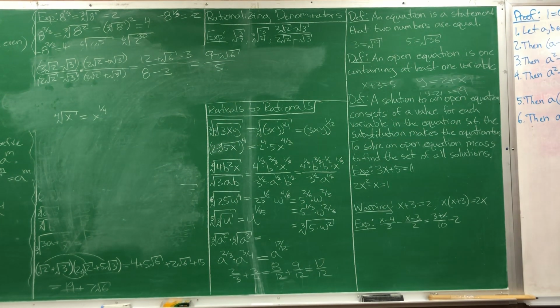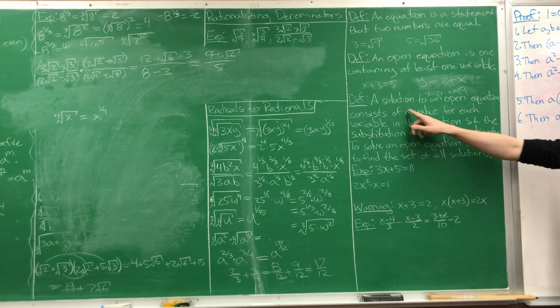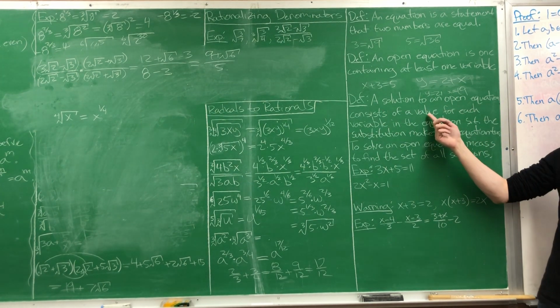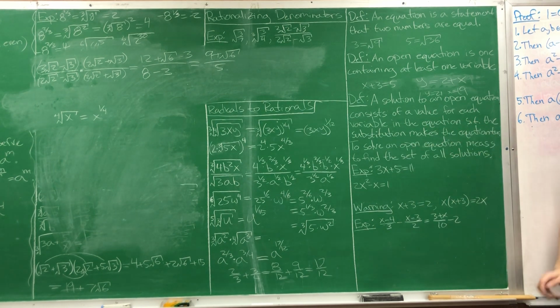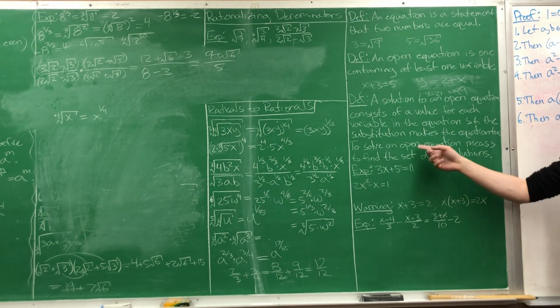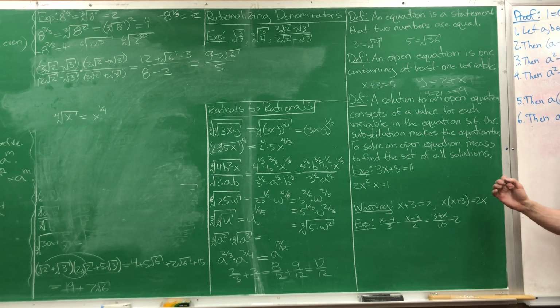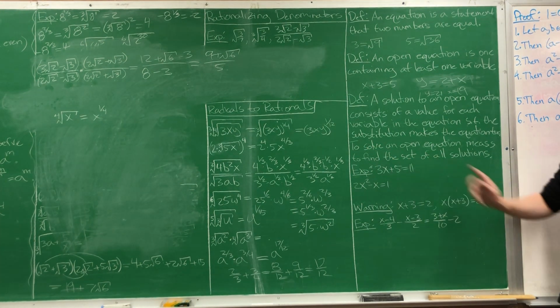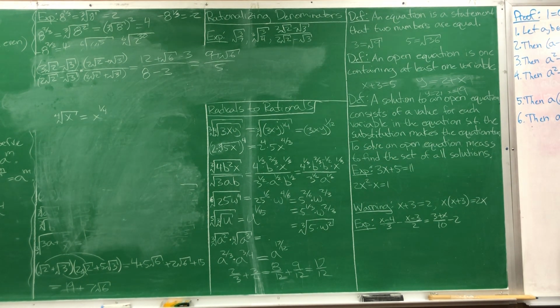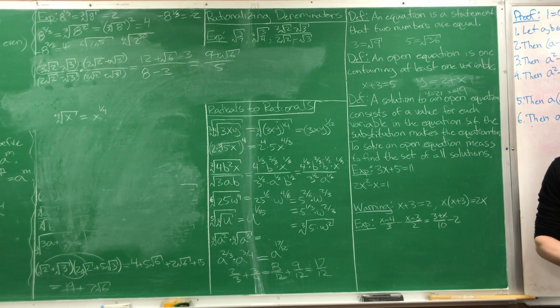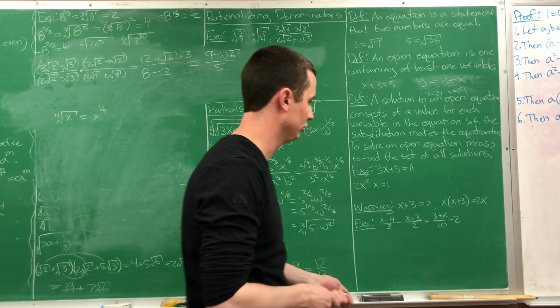Okay, so let's read this again, and I think that will cement it in your head, and we'll be good. A solution to an open equation consists of a value for each variable in the equation, such that the substitution makes the equation true. To solve an open equation means to find the set of all solutions. That's what it means to solve the equation. Make sense? And you've been told to do that 100 times in school. Find the set of all solutions.